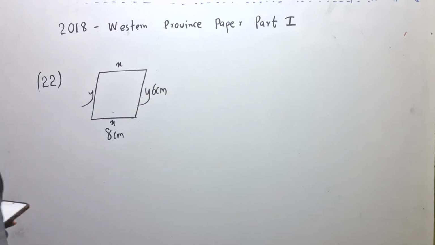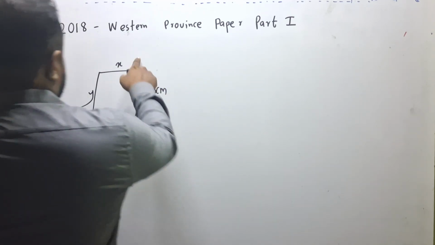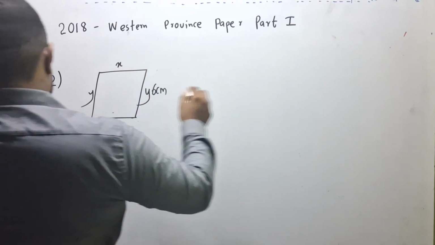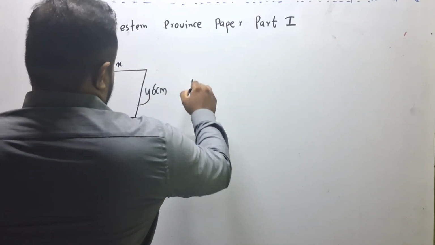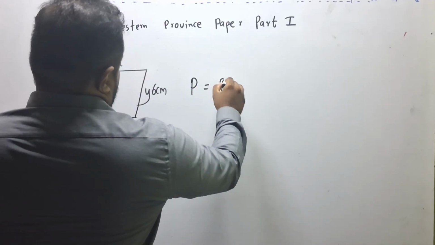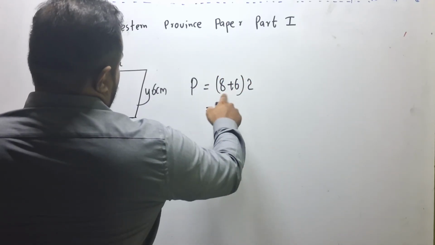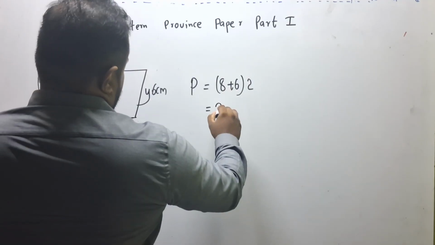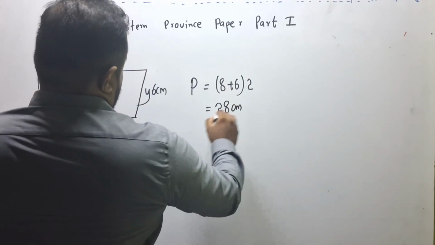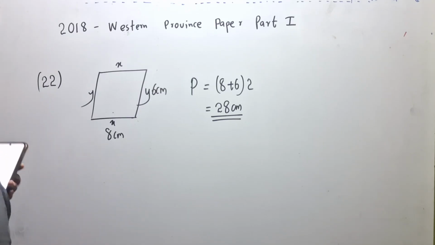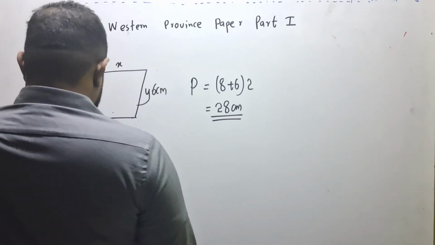So what's the perimeter? 8 plus 6 times 2. 8 plus 6 plus 8 plus 6. So what's the perimeter? 8 plus 6 times 2. 8 plus 6, 14. 14 times 2, 28 centimeters. 28 centimeters is the parallelogram's perimeter.